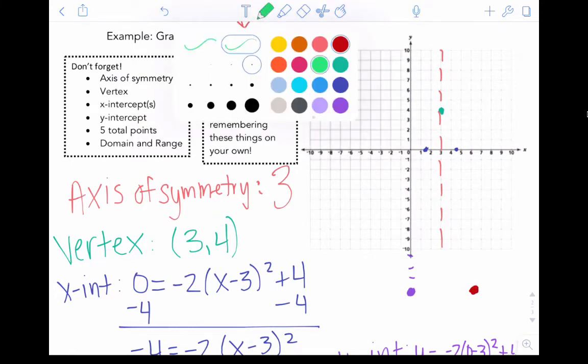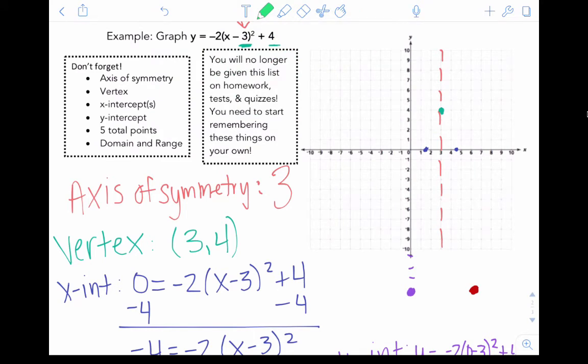And so now, when I connect these, I'm making it a curve. I'm putting my arrows, and I'm doing my best to make sure it curves at the vertex. And so here is about what my graph should look like.